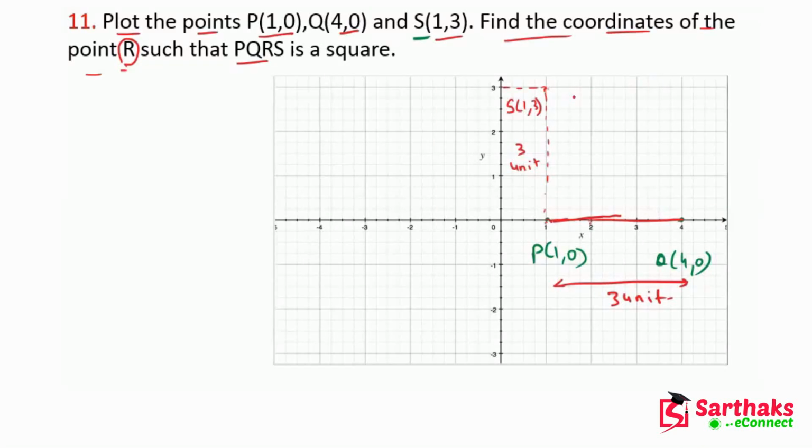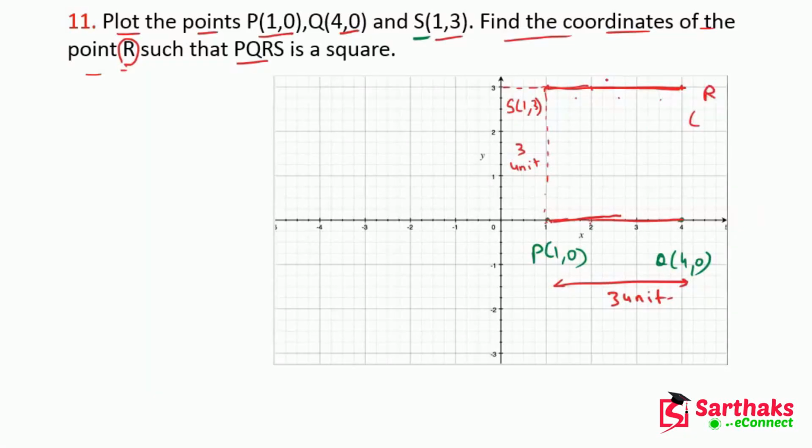So my dear friends, we know that this is a square, and in a square all the sides are equal. So for finding the point R, we have to plot after 3 units distance. We have to count 3 units from this point. So 1, 1, 1. So this is R point.